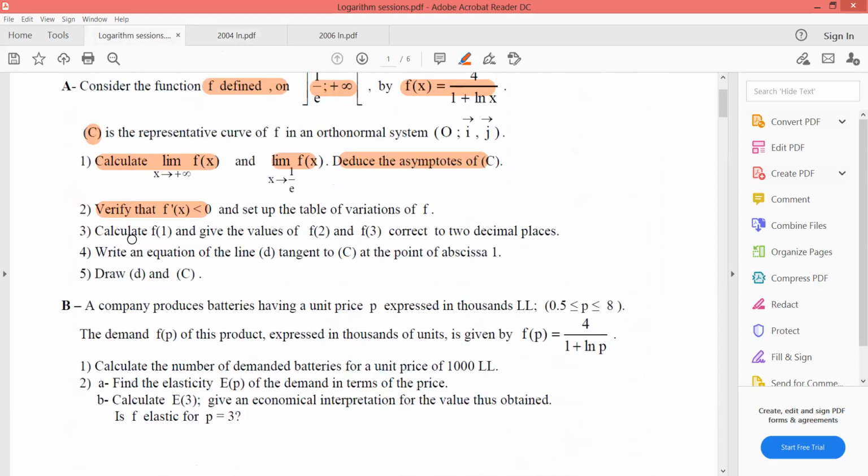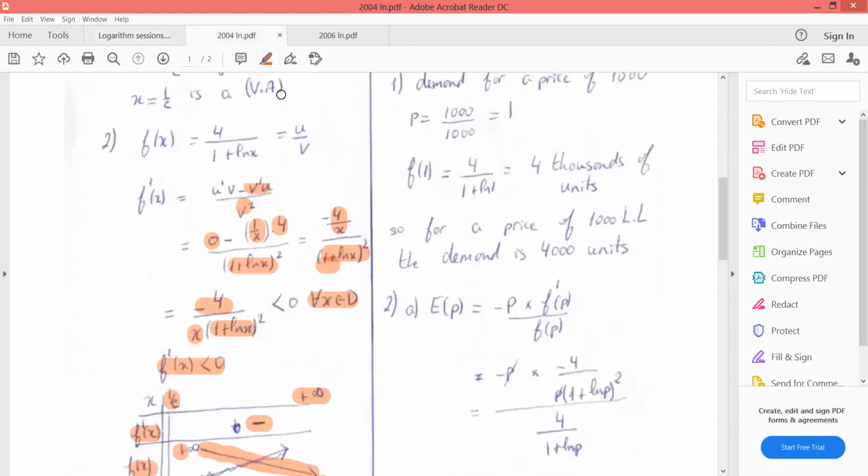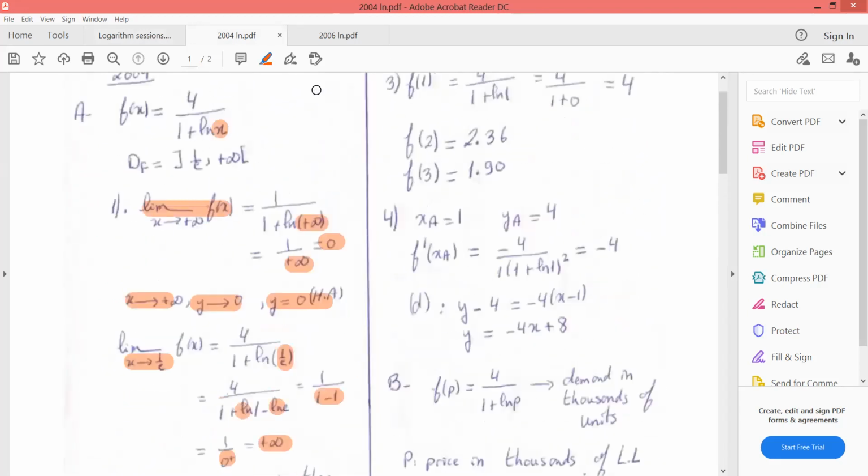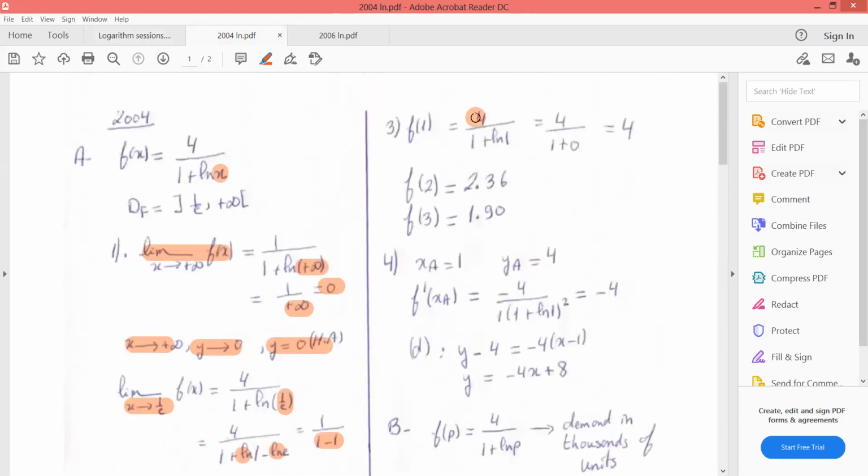Calculate f of 1. f of 1, we replace x by 1. 4 over 1 plus ln 1. ln 1 is 0, so 4 over 1 plus 0, and 4 over 1, which is 4. So f of 1 equals 4 over 1 plus ln 1. ln 1 is 0, so we get 4.